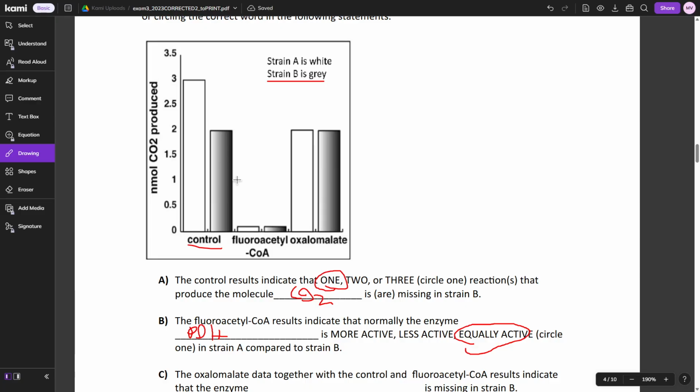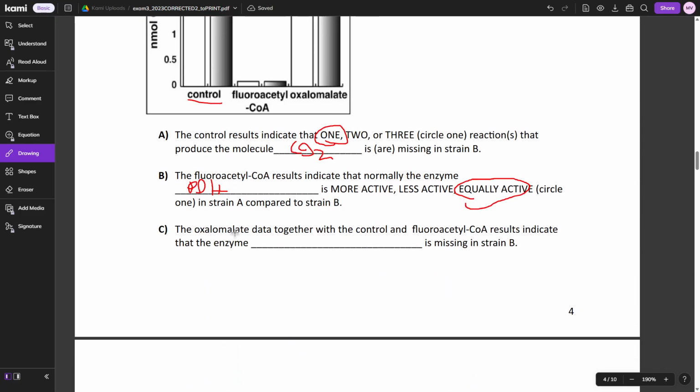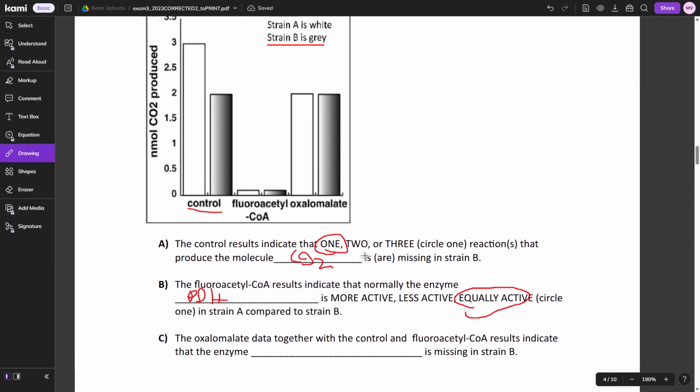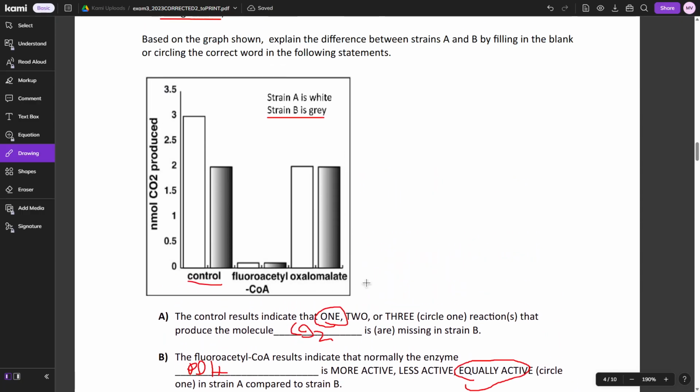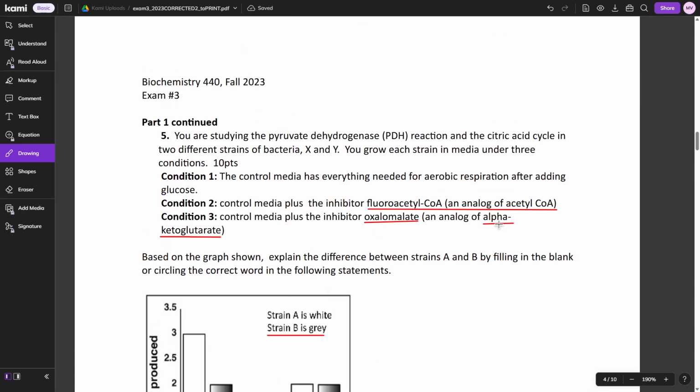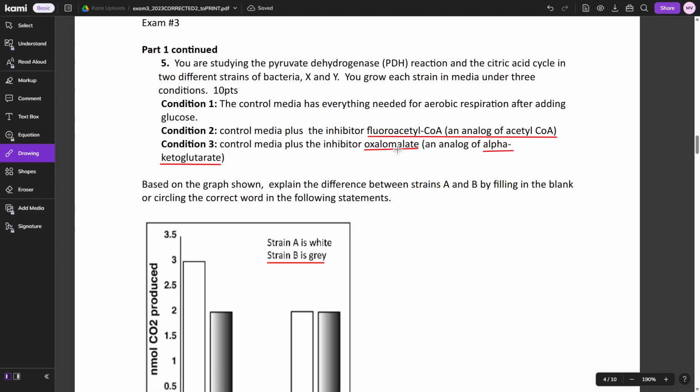Yeah, makes sense. Okay. And if we look at the oxalomalate data together with the control and the fluoroacetyl-CoA results, they indicate that the enzyme blank is missing in strain B. Okay, so if we look at oxalomalate, which enzyme is oxalomalate inhibiting? Alpha-ketoglutarate dehydrogenase, right? So it's inhibiting alpha-ketoglutarate dehydrogenase in this case. And so they're both the feedback.